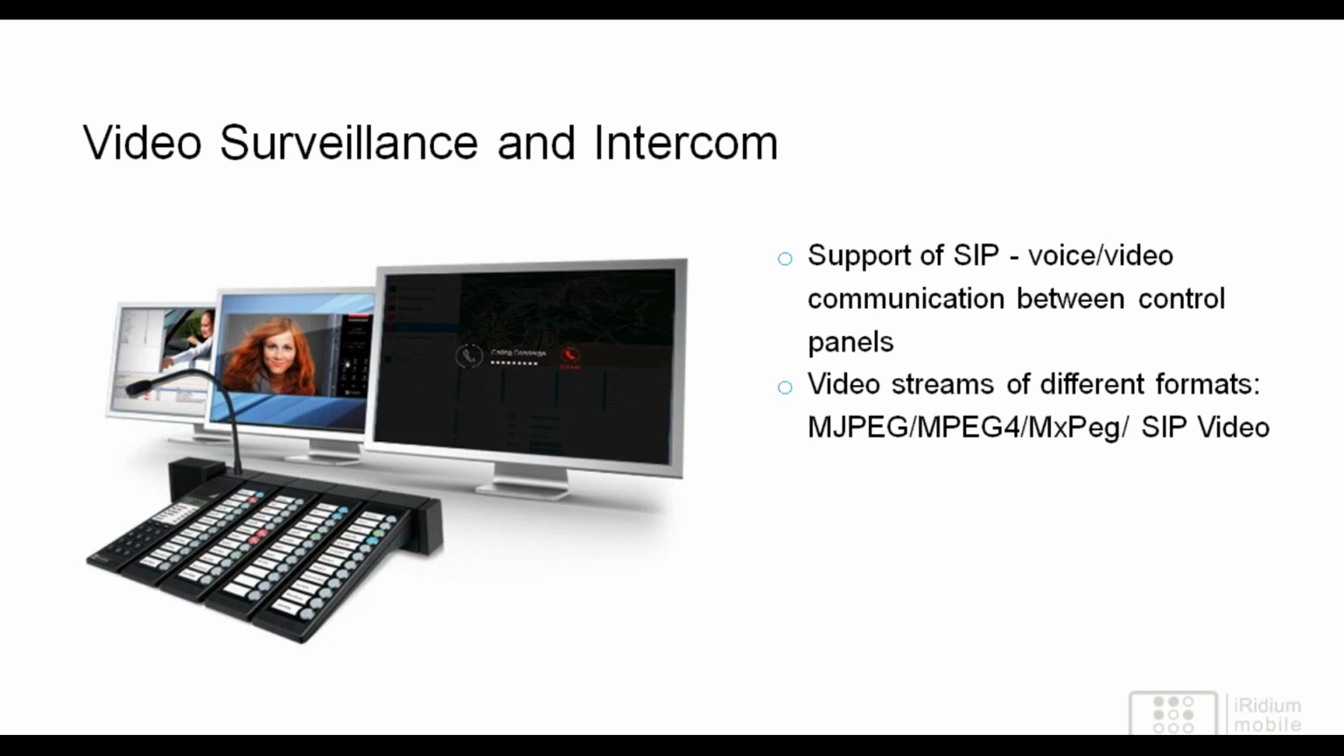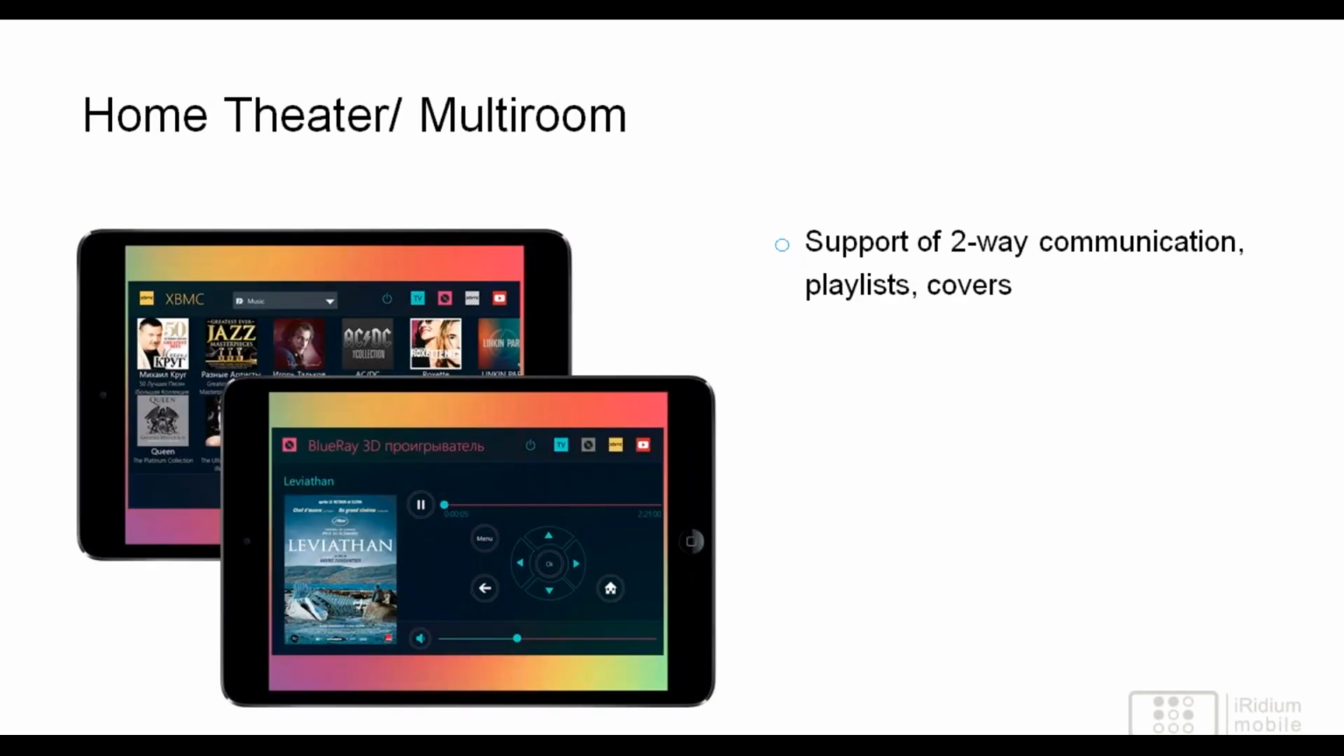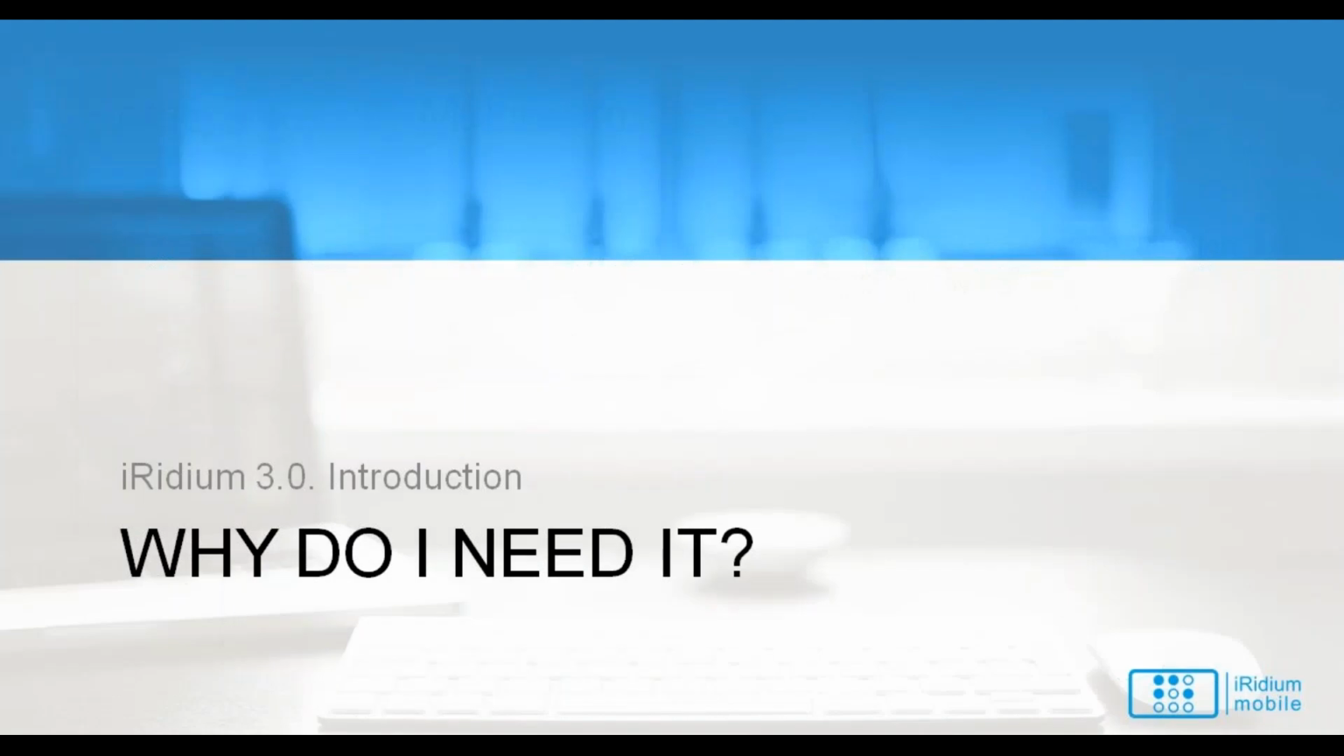Specifically, you can use iRidium only for intercom or video surveillance. With 3.0, we have improved SIP intercom support, as well as support for video streams of different formats: MJPEG, MPEG-4, MXPEG, and plus we have SIP video with iRidium 3.0. In the case of home theaters and multi-rooms, there is a two-way communication. We support dynamic lists. You can add playlists or covers, whatever, creating your user interface.